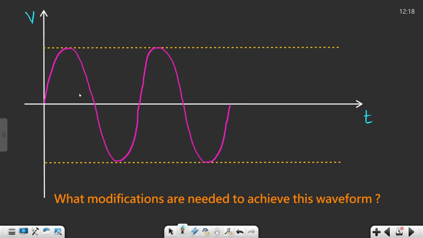signal? It's my request to you all that you please pause this video over here and try to think in your mind what modifications are needed to achieve this particular waveform. Please pause the video and try to think.